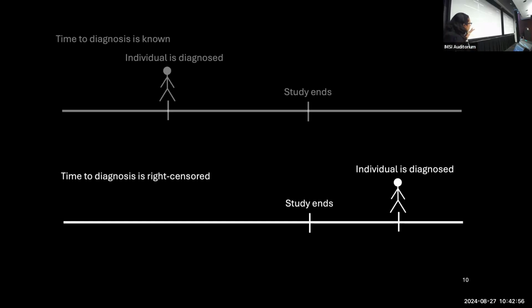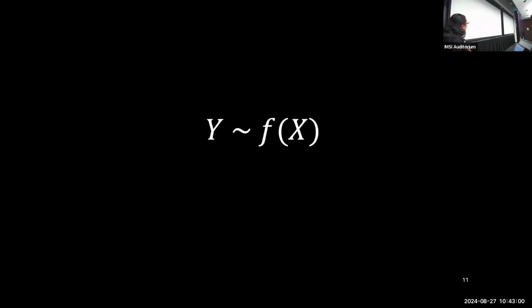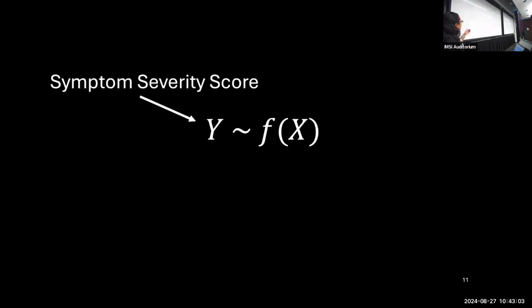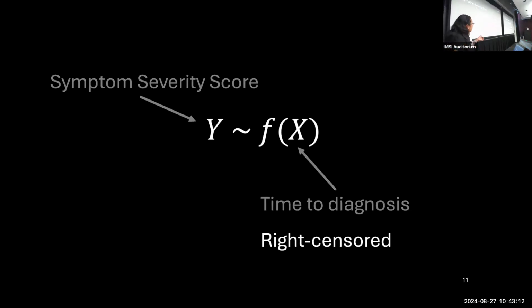And so this is the problem that led to the statistical problem I've been playing with, which is how can we model this symptom severity score as a function of this time to diagnosis when that time is not known, it's right censored.